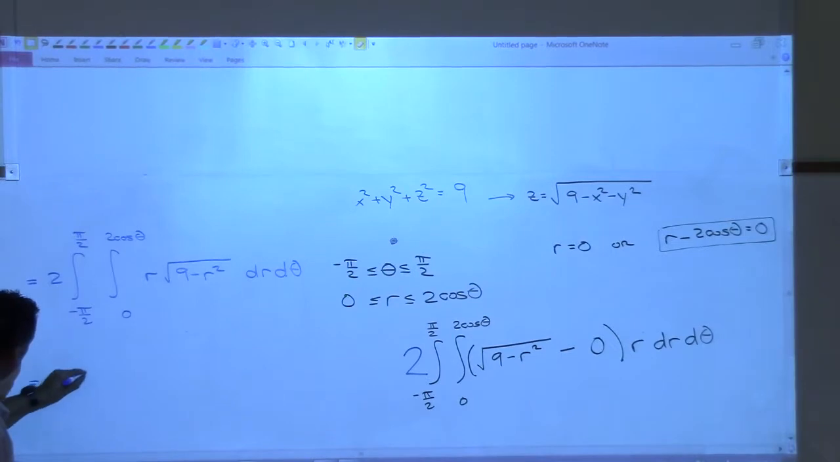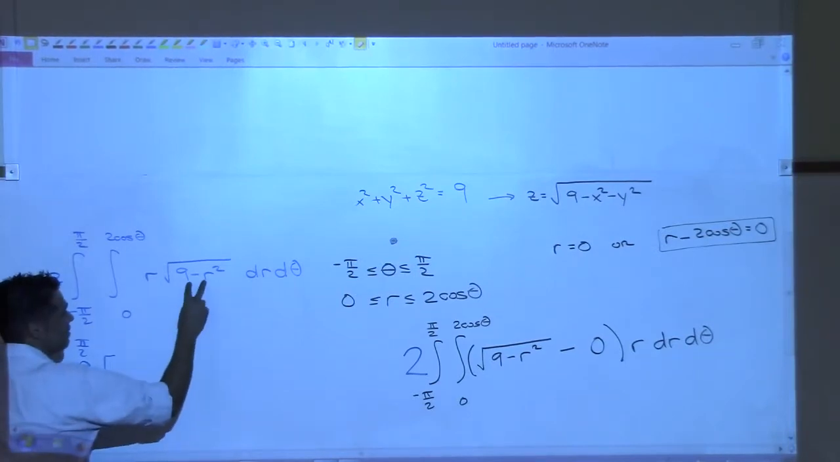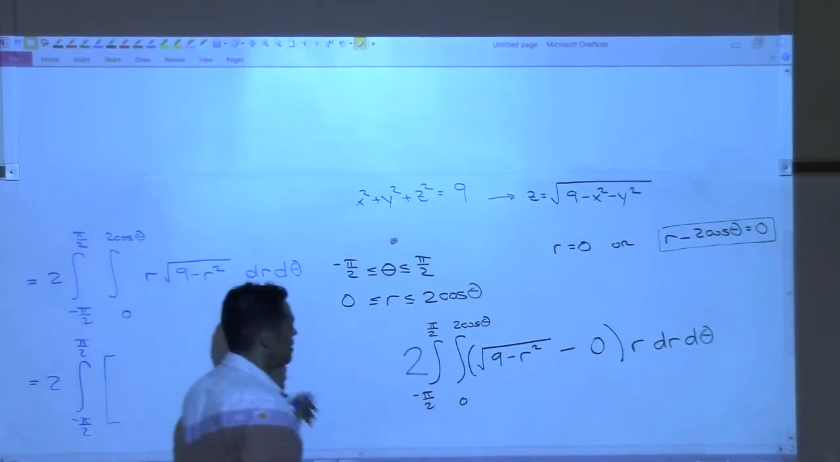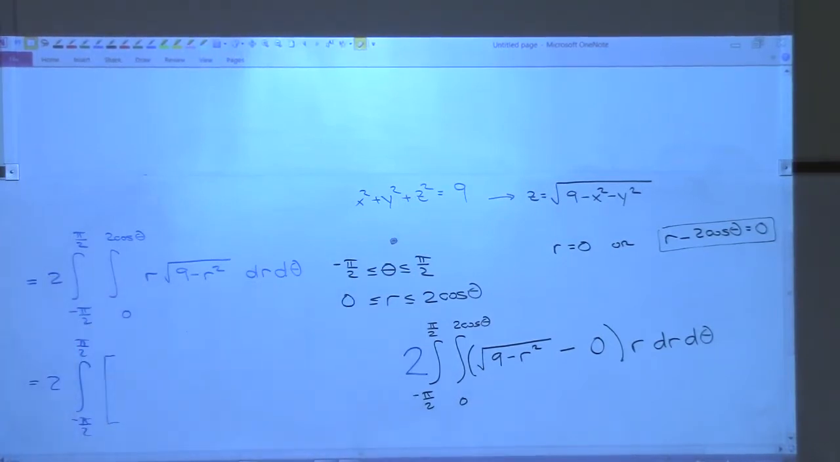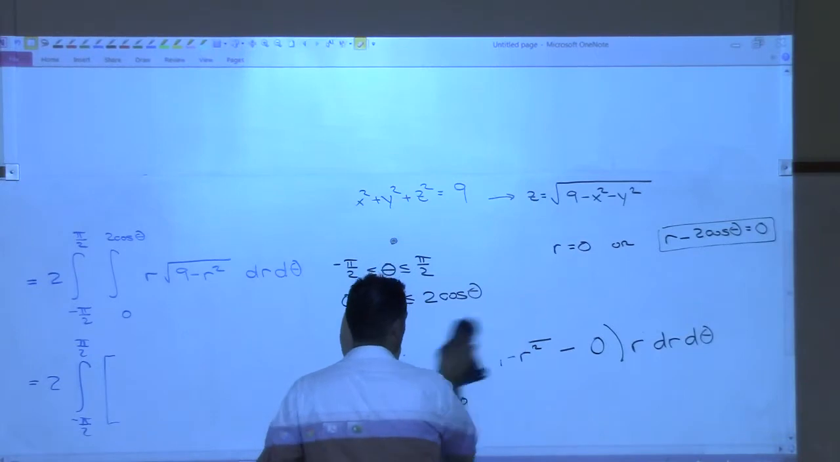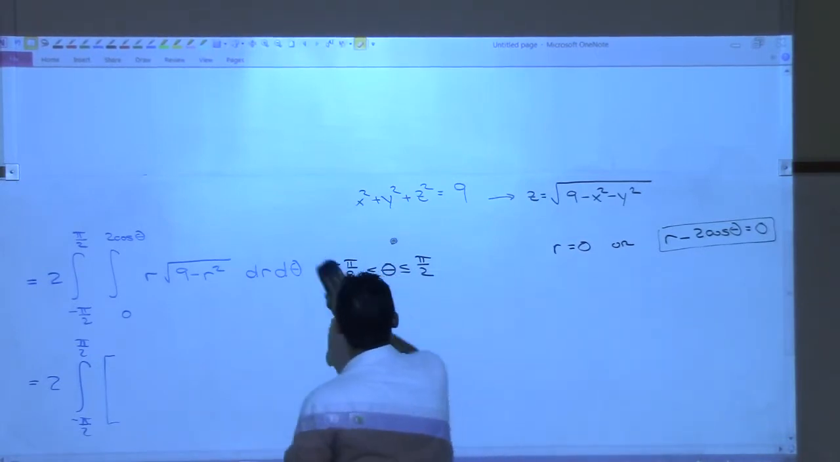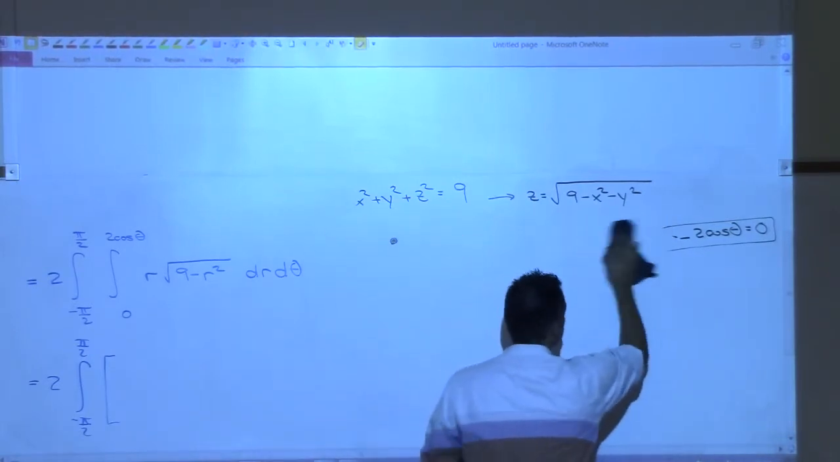So 2 integral negative pi over 2 to pi over 2. Okay, antiderivative. Don't need trig sub. Thank goodness we don't need trig sub because that's a basic U sub. If I were doing this, let me do it, I'm going to go a little slower. Since it's Friday, let's just take our time. I'm just seeing if you're paying attention. That's all.